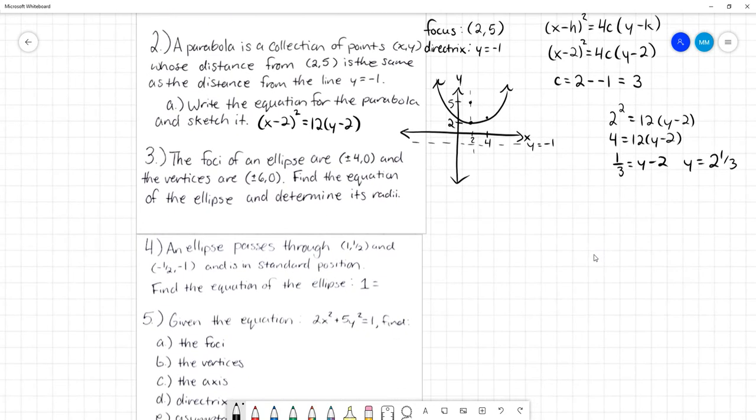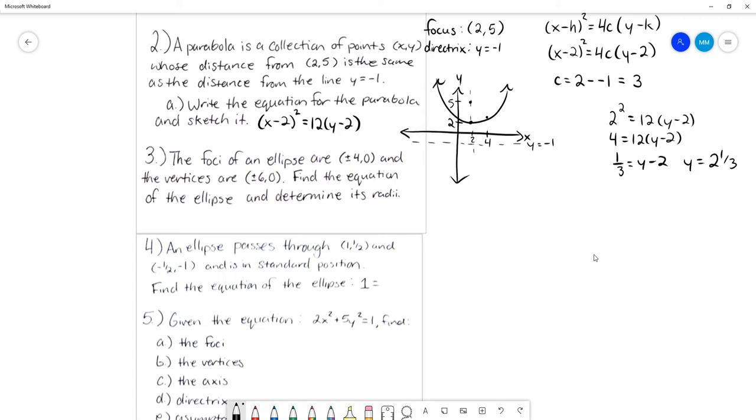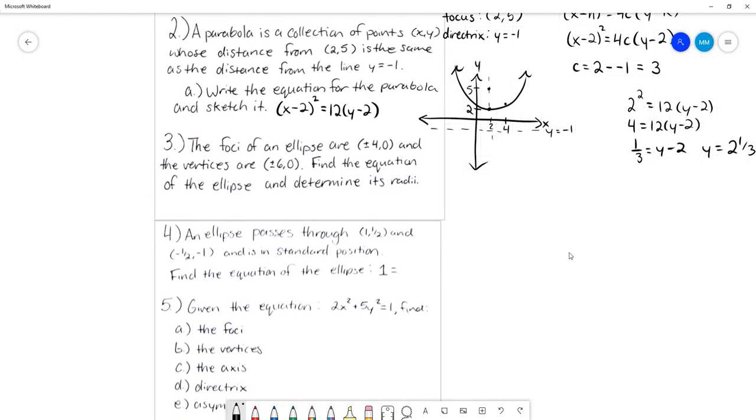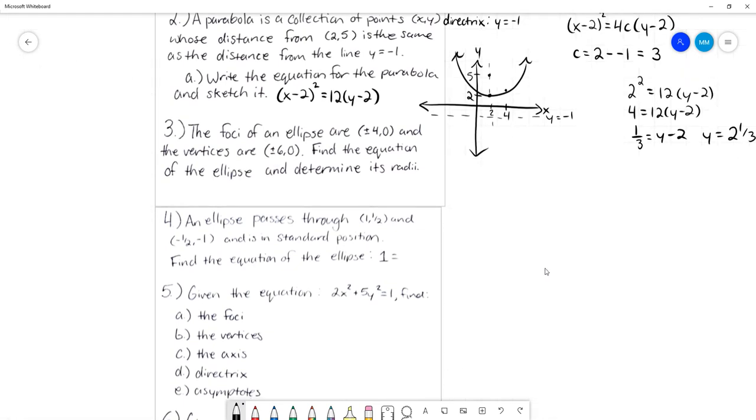And hopefully this is making sense. I know conic sections aren't really something most of us have done since like pre-calc, which means I haven't done it since I was a sophomore in high school. Jesus.